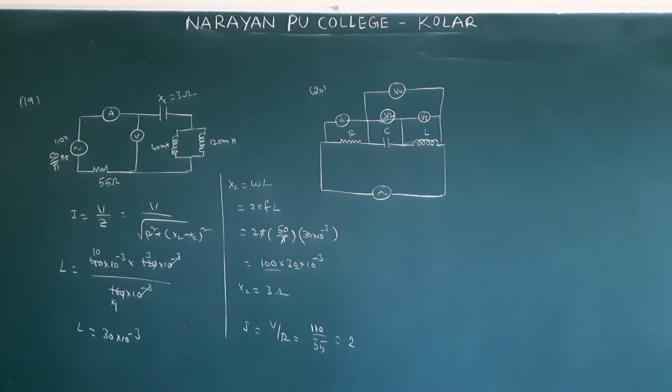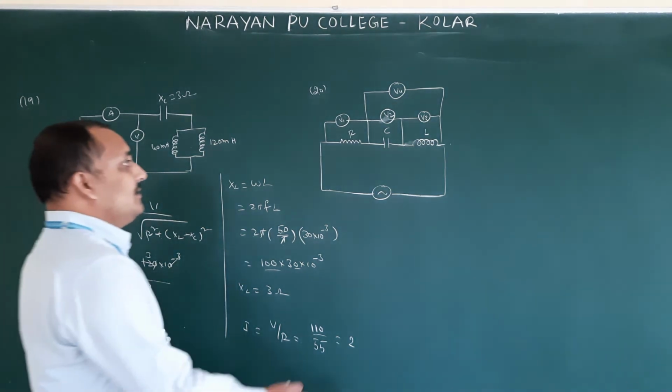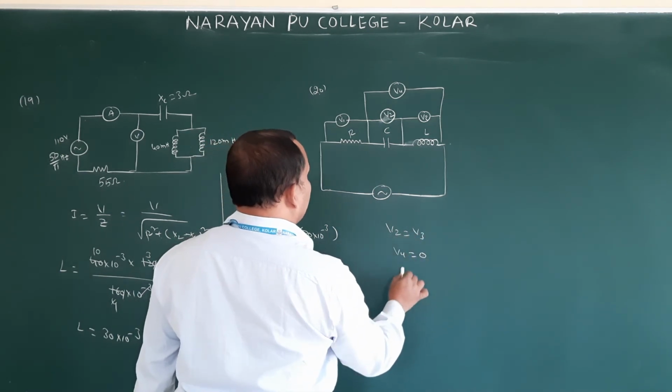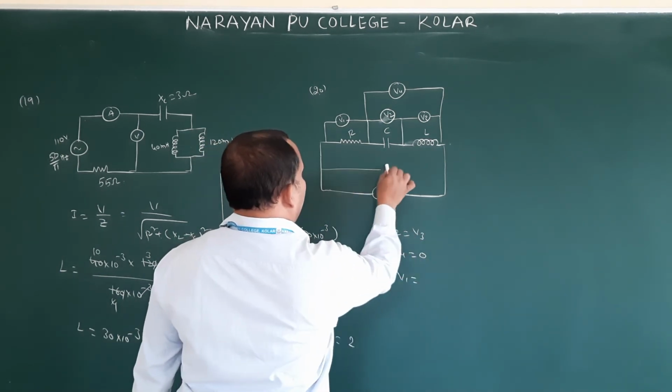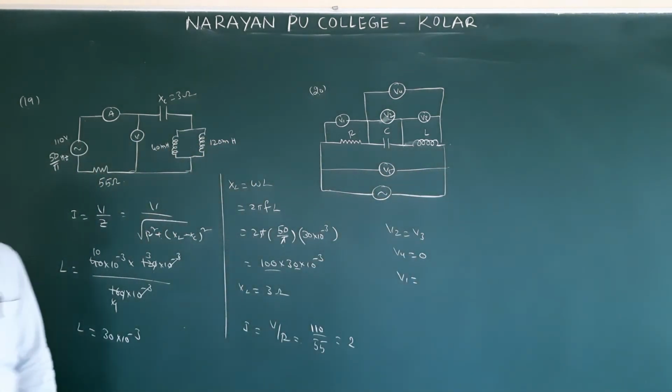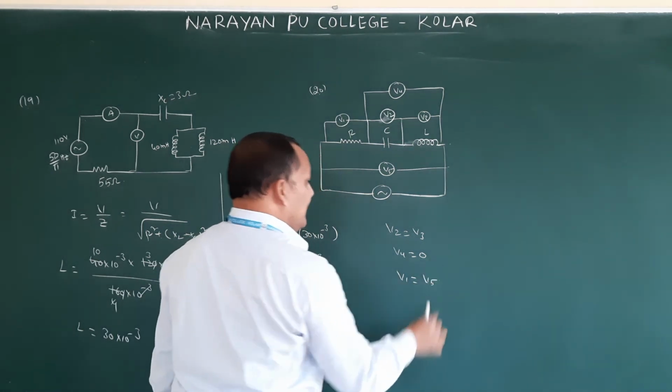Next is question number 20. Consider the following AC circuit; they ask about resonance. At resonance they gave options: V2 equal to V3, V4 equal to 0, and V1 equal to V5. Is this correct or not?